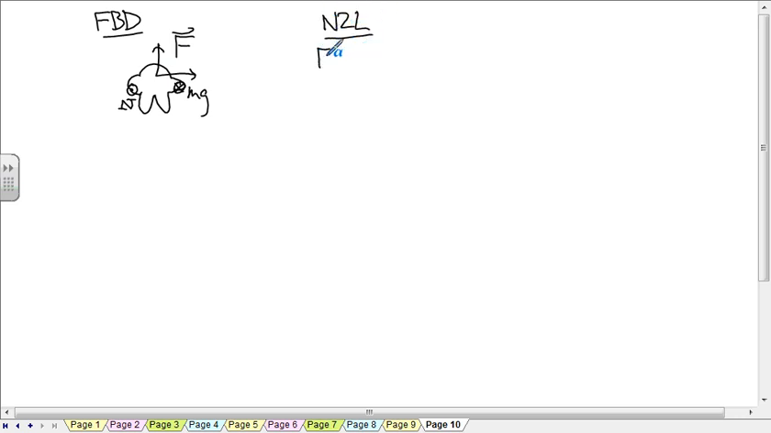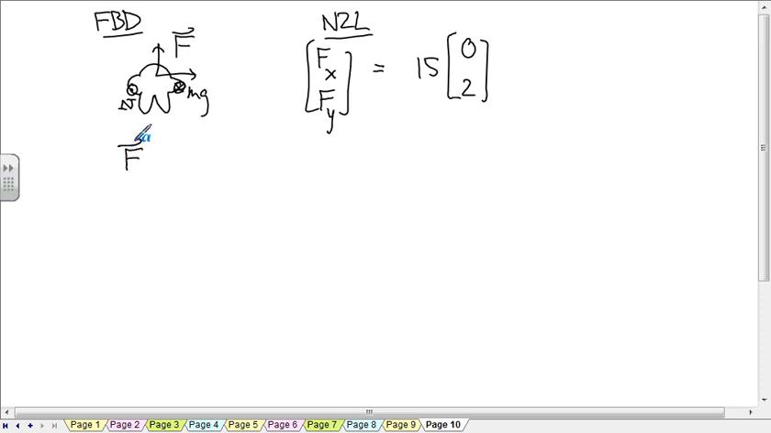So Newton's second law says Fx, Fy is equal to the mass, 15, times the acceleration, 0, 2. And so that force vector is equal to 0, 30 newtons. So the entire friction force required to keep him from sliding off is just pointing towards the center of the carousel.